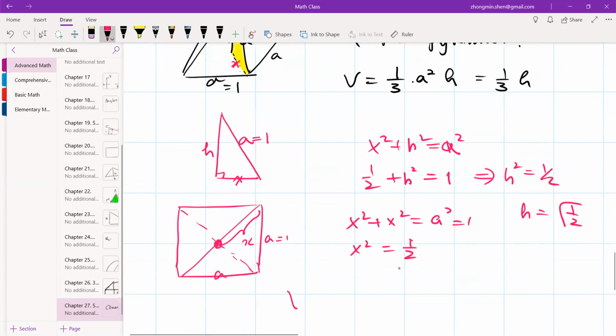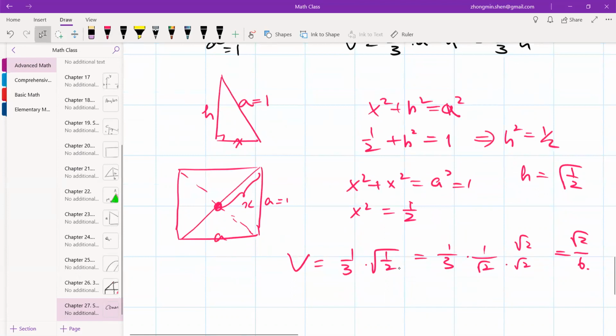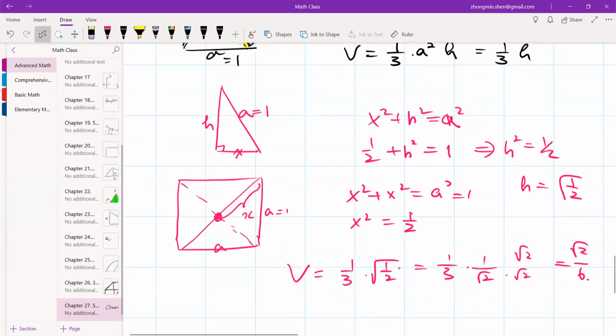Then you put into the formula, volume is going to be 1/3 times 1 times square root of 1/2. Now you can also rationalize the denominator. You can put the square root 2 on top and bottom. Then you will get square root 2 over 6. Okay, so this is the answer.